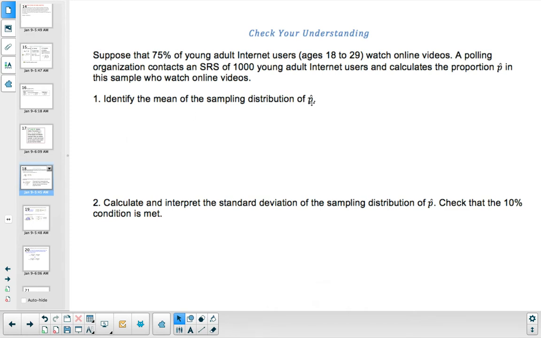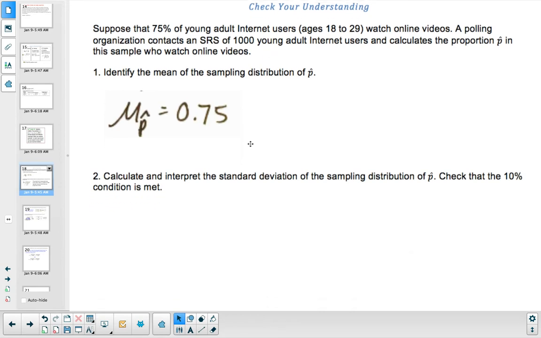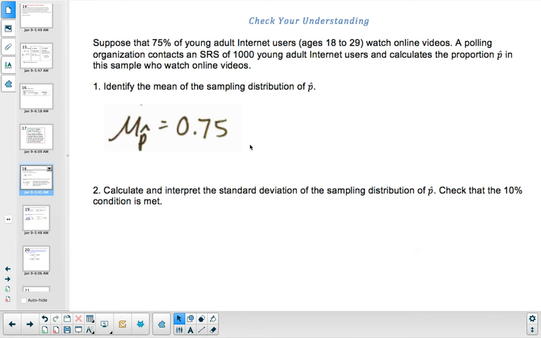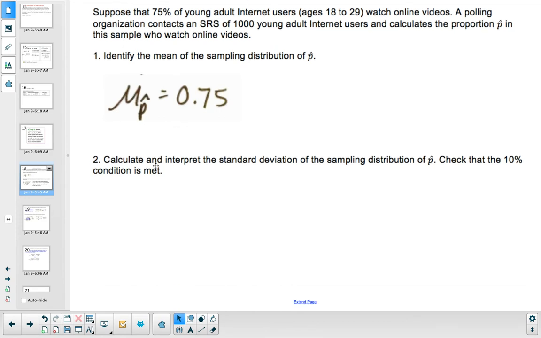So when you think about the sampling distribution of p-hat, think about every possible sample of 1,000 young adult internet users from the population. Something we can't physically do, but we can think theoretically. And we have that formula for the mean that it will just be that value p, that 0.75. On average, whenever we take a sample of 1,000, we would expect a proportion of 0.75 to be watching online videos. Notice the notation there, it's mu sub p-hat, the mean of your sample proportions.